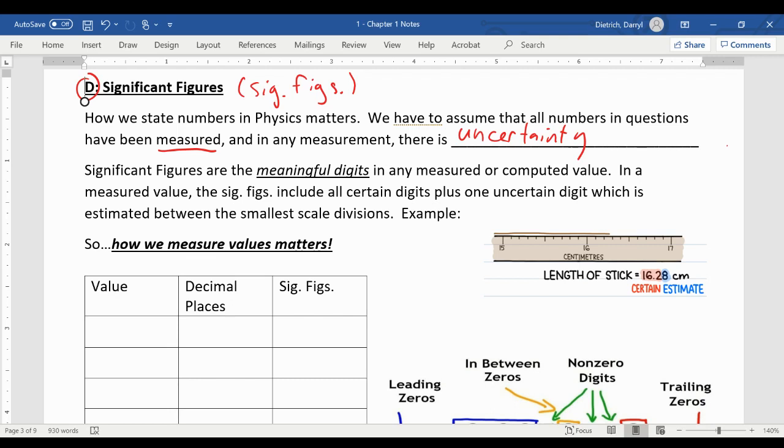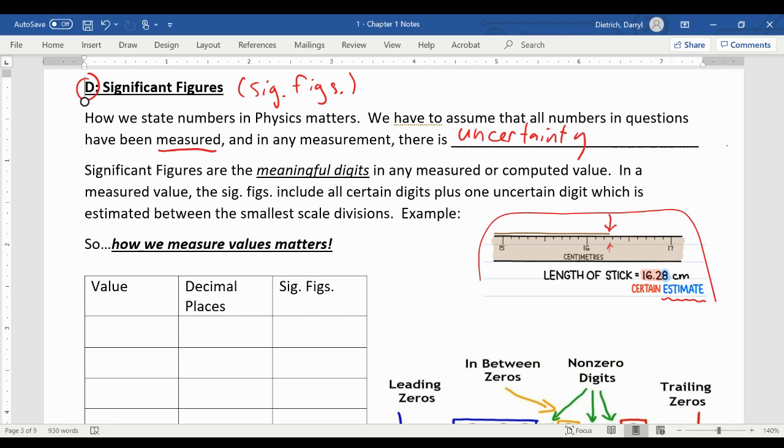Okay, so the sig figs are always going to include the numbers that are certain, plus one uncertain measurement, which is estimated between the smallest scale divisions. So for example, if you look at this ruler, we have a line that comes out to here. Okay, and we can safely say that that is 16.12 something, and then we're estimating that increment in between the 16.2 and 16.3. So this 8-digit would be an estimate. Okay, so there's a little bit of uncertainty there.